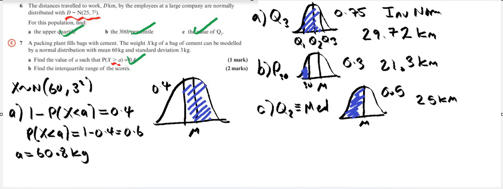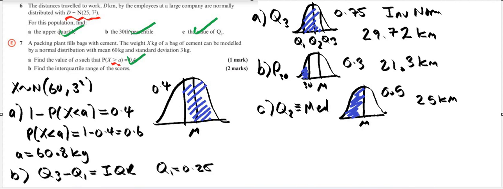Now B, find the interquartile range. Okay, well, interquartile range, we should know, is just Q3 minus Q1. So we find Q3 and Q1. Well, Q1 means an area of 0.25. Okay, same thing. So we just change the area to 0.25. It has the same standard deviation and mean.